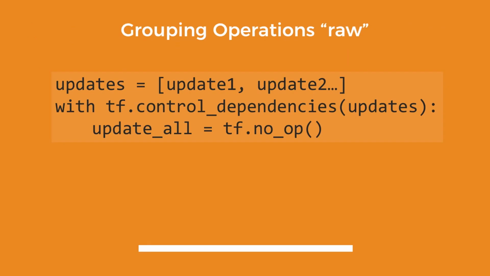So the raw way to group these operations together is to somehow have a list of these update operations. You might have a for loop that iterates over all your update operations, however you want to do it. But then we end up just saying, okay, with tf.control_dependencies, list of all of my update operations, please give me this update all operation. And tf.noop is exactly what it sounds like. It doesn't do anything. It's just a blank operation that's used for helpers.